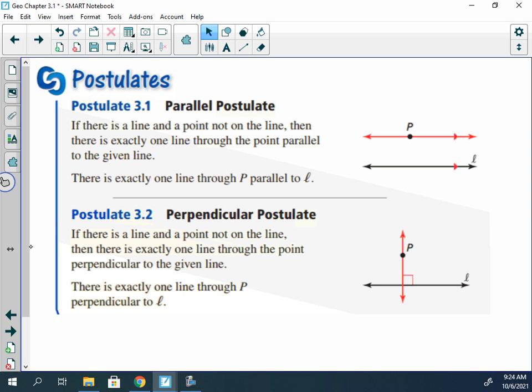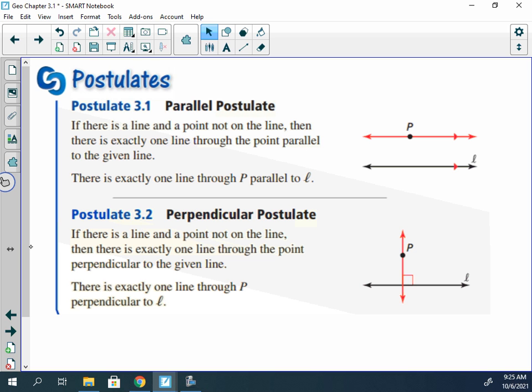If there's a line and a point not on the line, then there's exactly one line through the point parallel to the given line. There's going to be exactly one. Perpendicular postulate. If there's a line and a point not on the line, then there's exactly one line through the point perpendicular to the given line. So for any line and a point, we can only have one line that's parallel and one line that is perpendicular. We only have one.